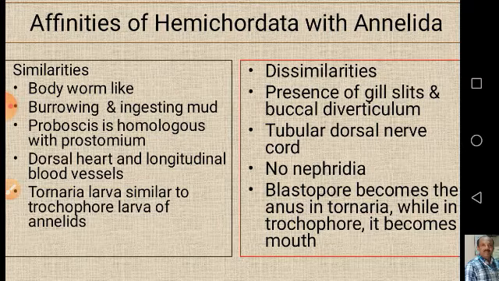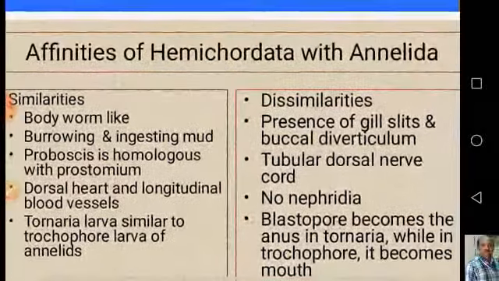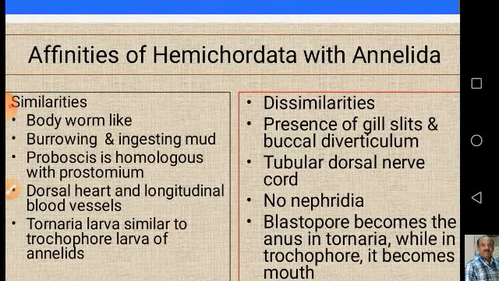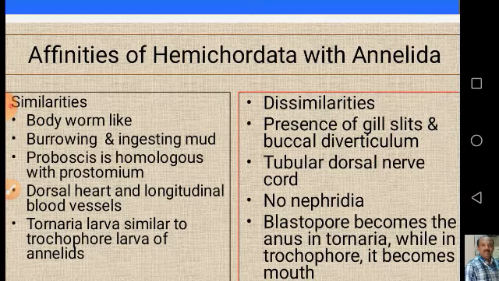Lastly they found that the Hemichordates have some affinities with some invertebrate groups, in addition to the chordate groups also. The main invertebrate groups with which Hemichordata has affinities are Annelida as well as Echinodermata. Let us start with the affinities of Hemichordata with the Annelida. First of all, let us see the similarities of Hemichordates and Annelids.